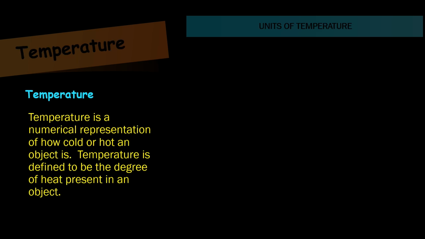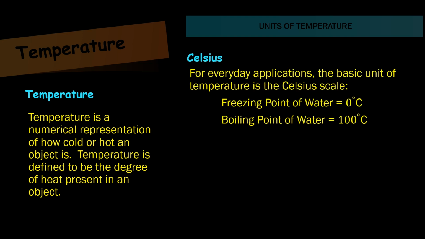Temperature is a numerical representation of how cold or hot an object is. Temperature is defined to be the degree of heat present in an object. For everyday applications, the basic unit of temperature is the Celsius scale, in which 0 degrees Celsius corresponds to the freezing point of water, and 100 degrees Celsius corresponds to the boiling point of water. It is often called the centigrade scale because the distance between these two is divided into 100 equal intervals.